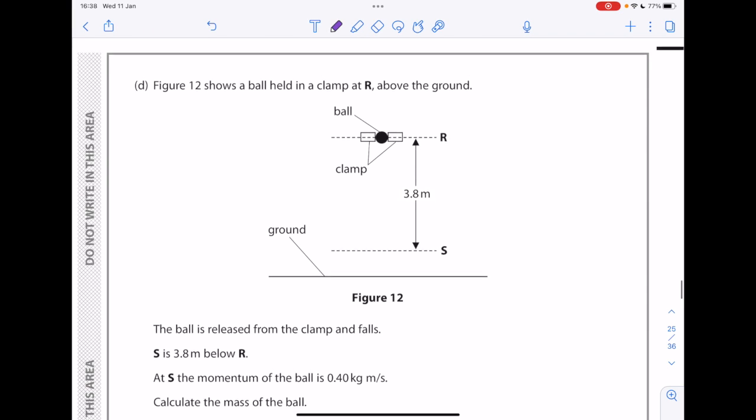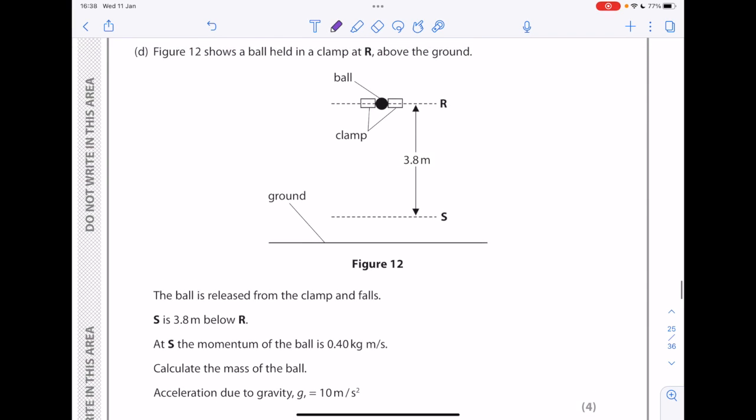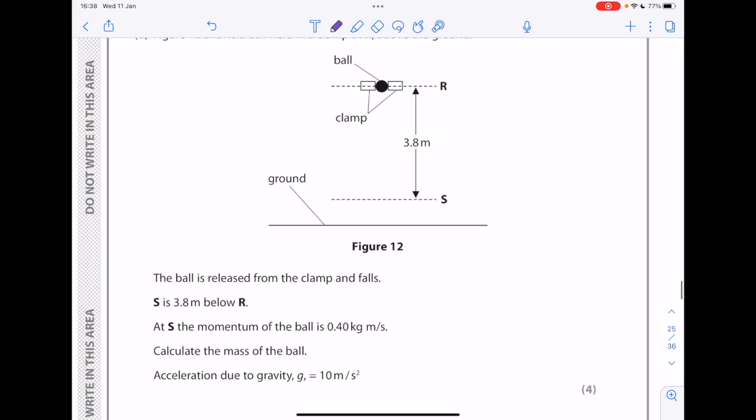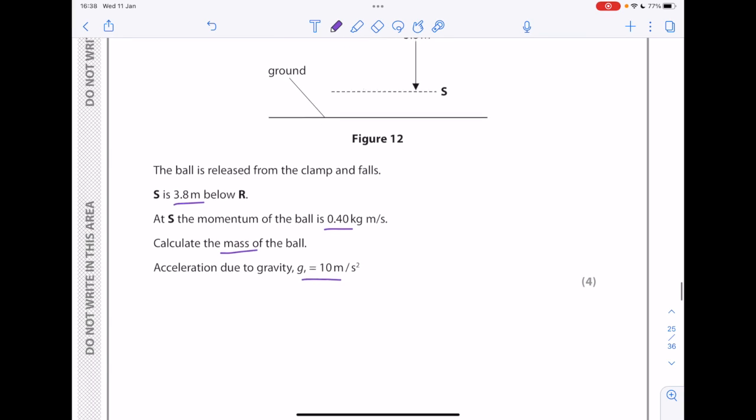Figure 12 shows a ball held in a clamp at R above the ground. The ball is released from the clamp and falls. S is 3.8 meters below R. At S, the momentum of the ball is 0.4. Calculate the mass of the ball, and the acceleration due to gravity is this value.